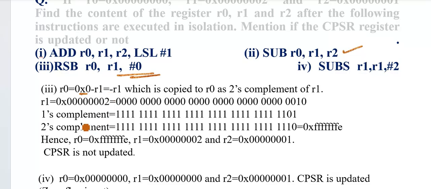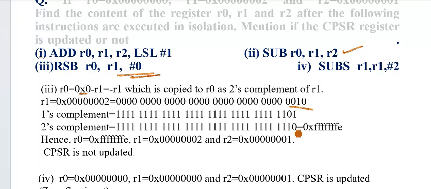Minus R1 means take the 1's complement of R1. R1 is 2, written in 4-bit form, in hexadecimal; this is in binary. Take the 1's complement, which means replace zeros by 1 and ones by 0. This 0010 becomes 1101. That is the 1's complement. The 2's complement is the 1's complement plus 1, so add 1 to this.